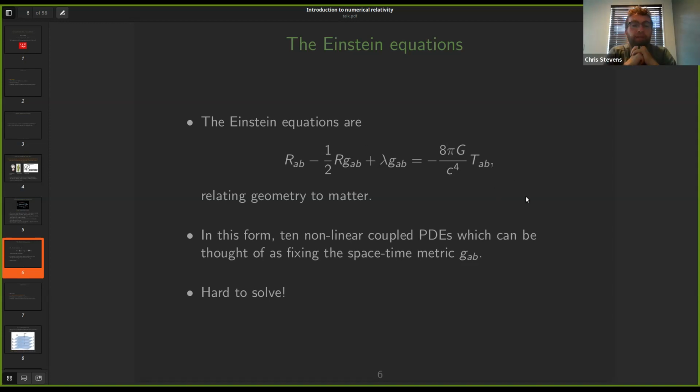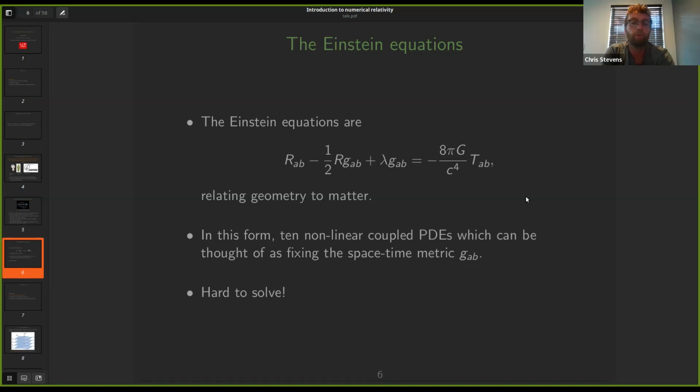We need to put in a frame and coordinates and so on to end up with a concrete system that we want to solve. And this ends up being nonlinear coupled PDEs, which are quite difficult to solve. And so numerical relativity is all about putting these equations into a formulation that allows you to use numerical methods and perhaps PDE theory to make sure that your system is nice before you start doing the numerical implementation.